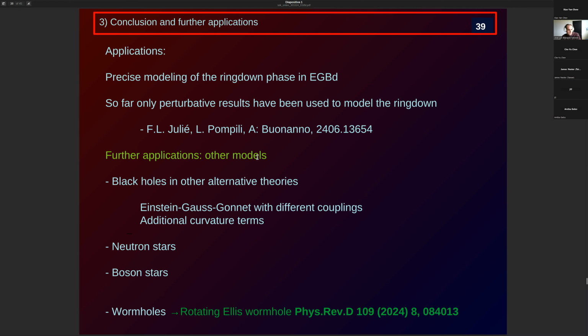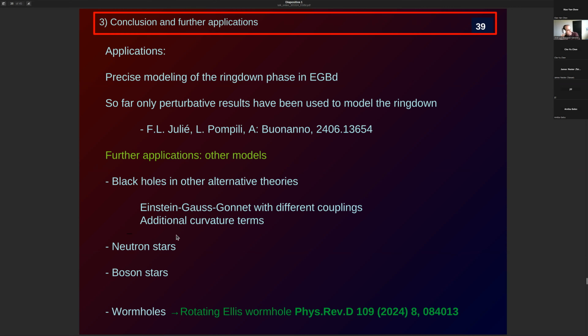And the future, I think, is very bright. This method has, as I told you, applications in all kinds of directions. We are currently considering black holes in other alternative theories of gravity. You can generalize, as I told you, the coupling. You can play with different coupling constants, etc. Introduce additional curvature terms. And as I told you, in principle, the type of object you study can also be treated with this formalism, which, of course, is more complicated. You can consider neutron stars. We are looking into that.